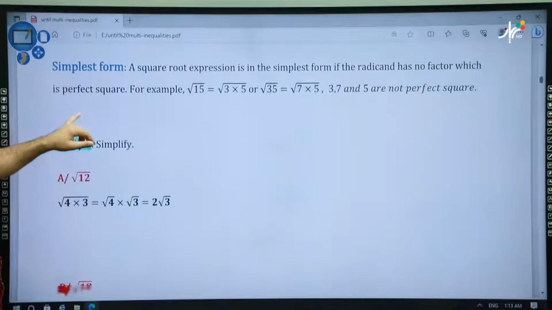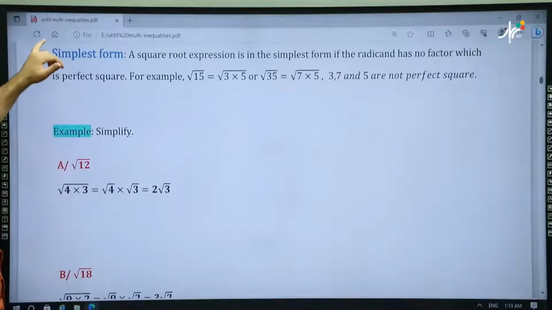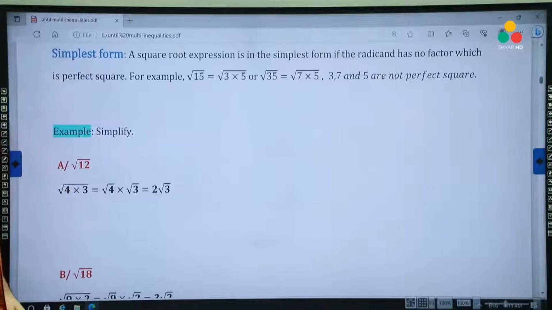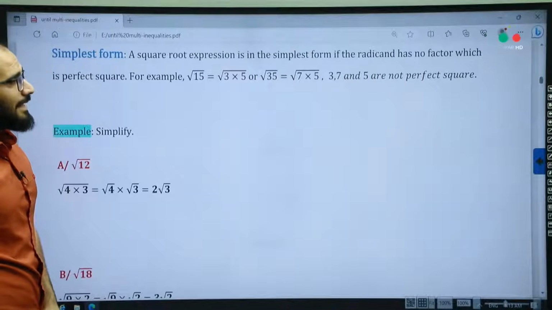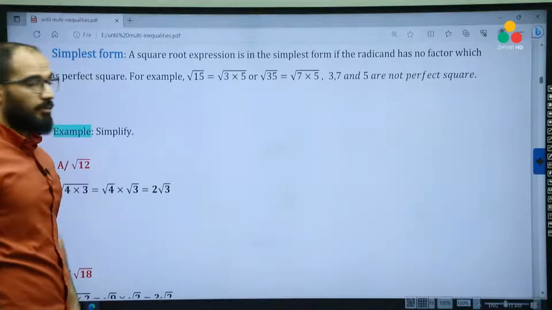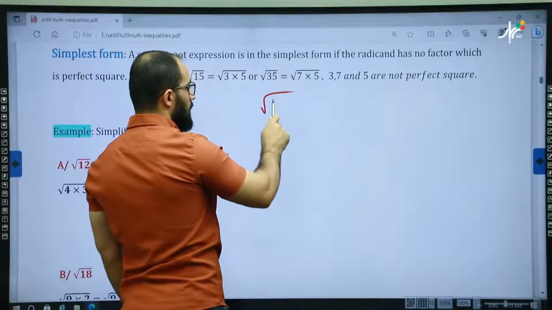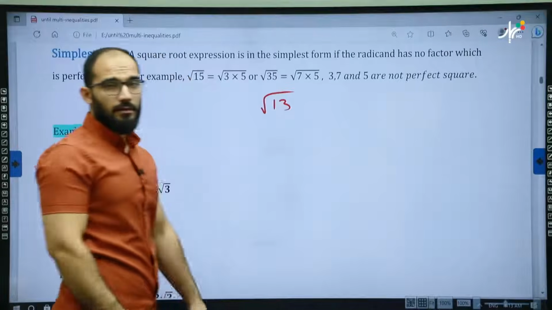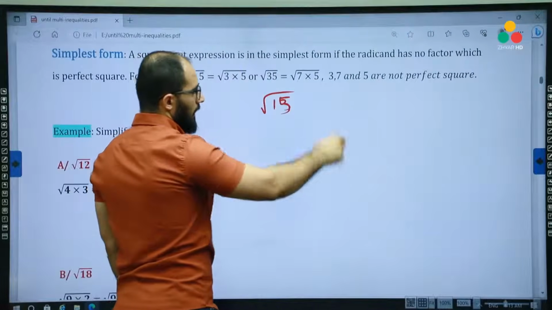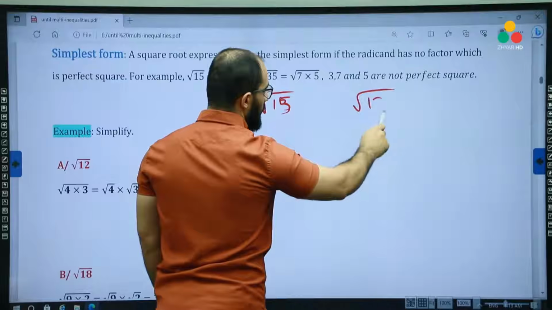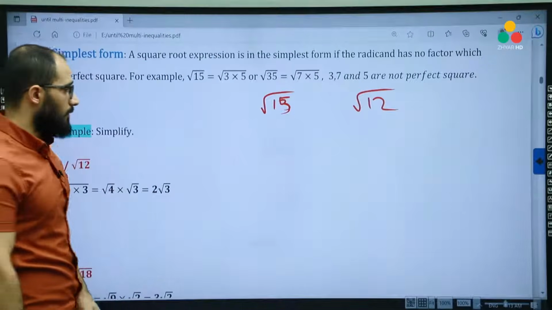Then we have another definition. It says simplest form. What is simplest form? A square root expression is in the simplest form if the radicand has no factor which is a perfect square. I'm going to write two examples. We have the square root of 15 and the square root of 12. Let's see which one is in the simplest form.